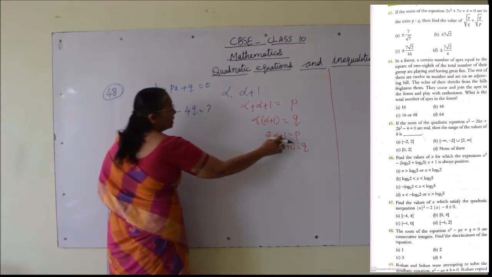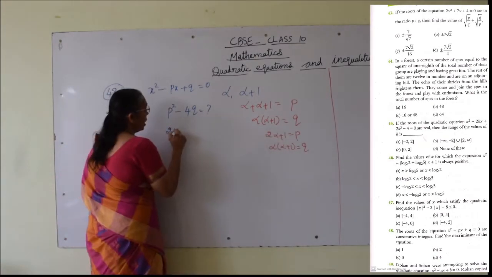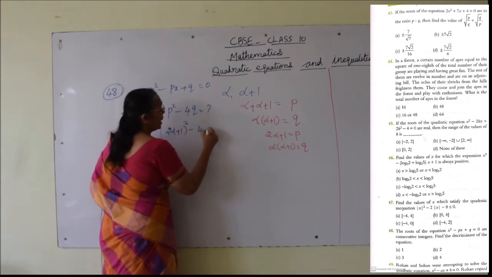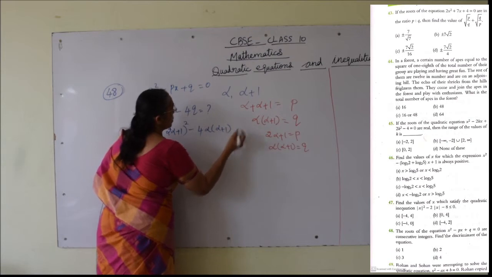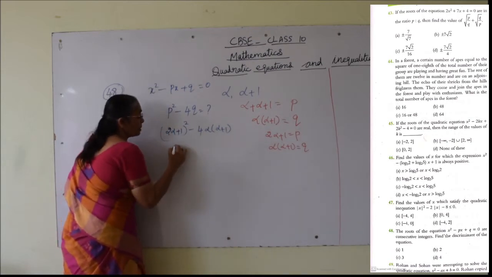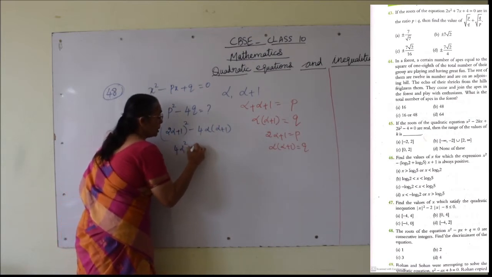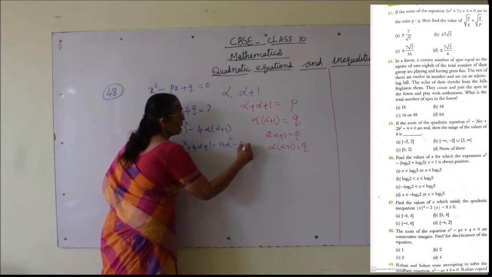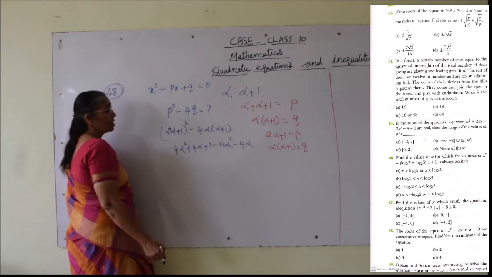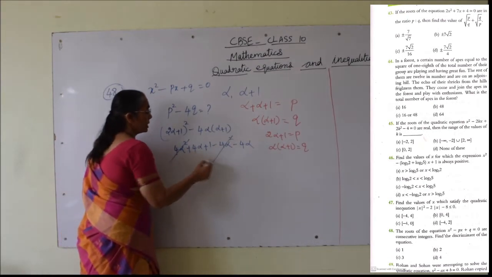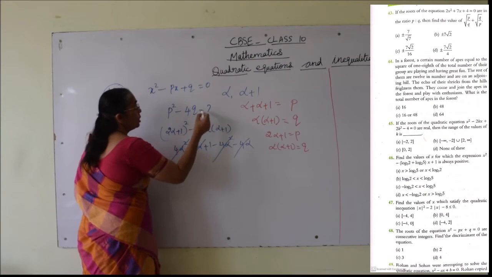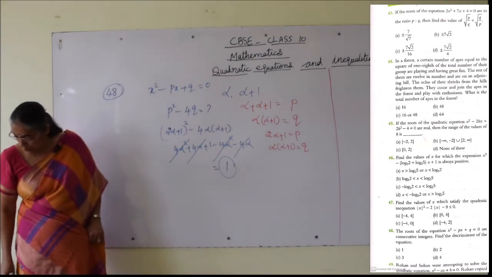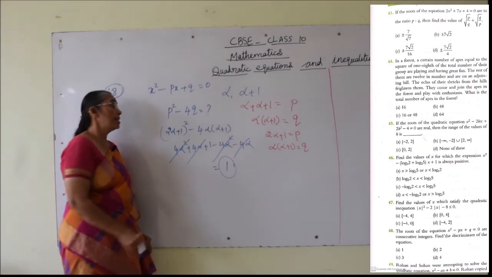Taking the p value from this, (2 alpha plus 1) whole squared minus 4 into the q value, alpha times (alpha plus 1). Simplifying with the (a plus b) whole squared formula: 4 alpha squared plus 4 alpha plus 1 minus 4 alpha squared minus 4 alpha. Which terms get cancelled? 4 alpha squared is cancelled, 4 alpha is cancelled. So the answer is only 1. Which option? The answer is 1, option A. Right? Take down, children.